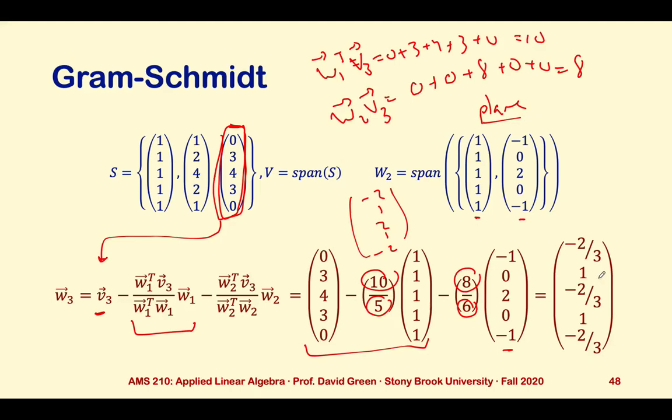1 minus 0 is 1. 2 minus 8/3 gives us negative 2/3 again. 1 minus 0 again gives us 1. And negative 2 plus 4/3 again gives us negative 2/3 for our final vector.